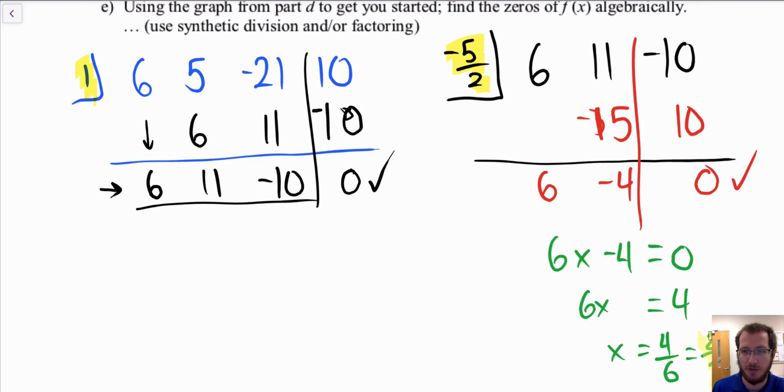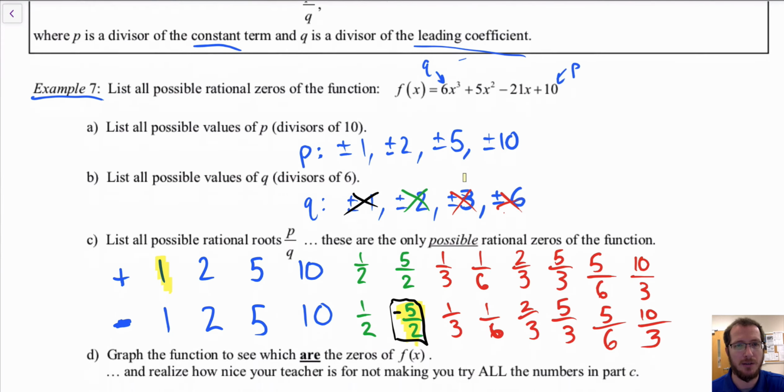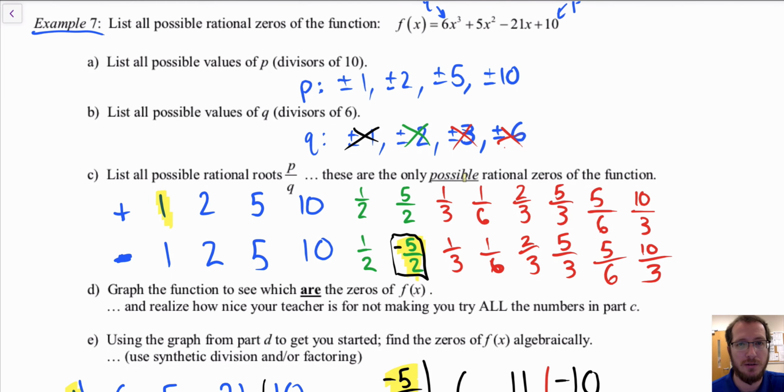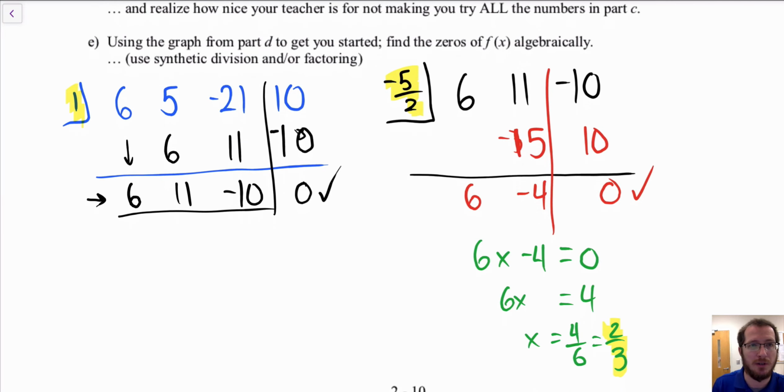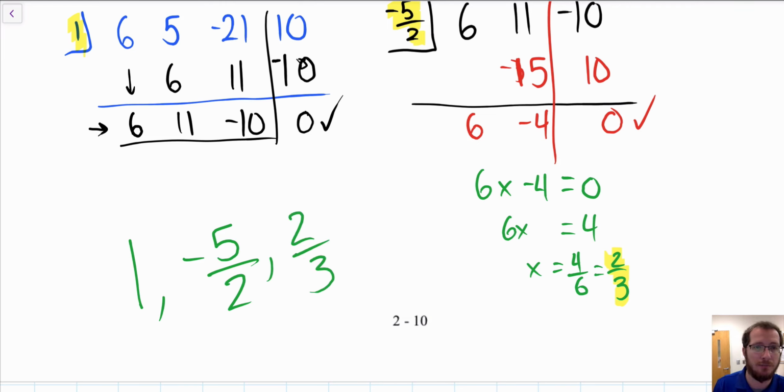So now let's make sure that we answered what the problem asked us to do. We were asked to list all the rational zeros of the function. So let's list those out. We have 1, -5/2, and 2/3.